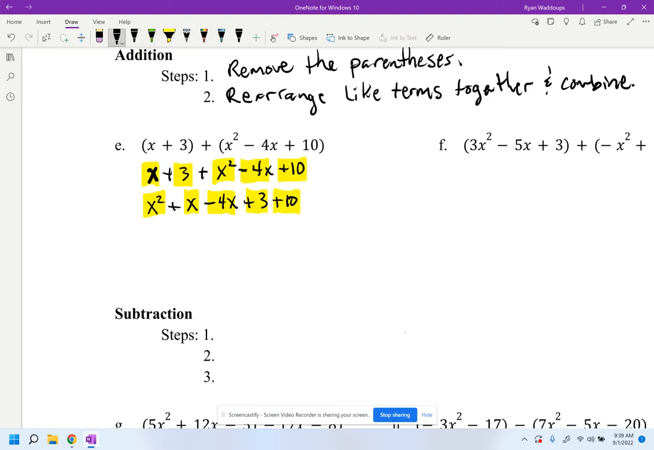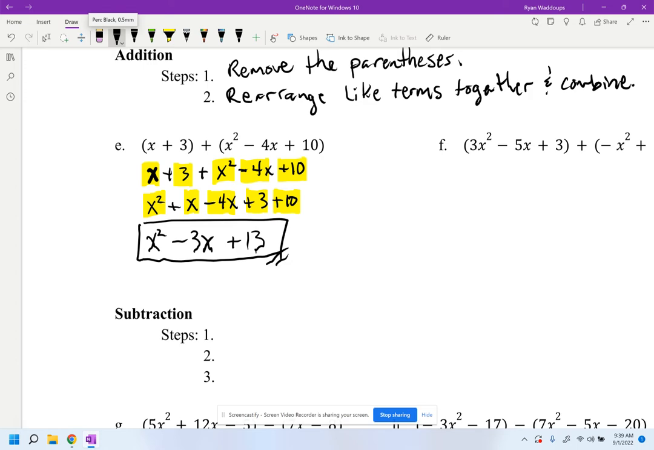Now I'm going to combine those that are like terms. X squared does not have a like term, so it stays the same, x squared. X minus 4x becomes minus 3x, and plus 3 and plus 10 combined to give us plus 13. That's what this looks like when you add it.